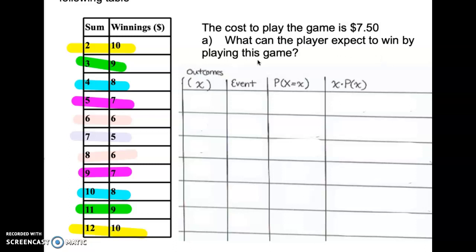If we're trying to find how much somebody wins, the outcomes are going to be the possible winnings. So here we see in our table they can win between $5 and $10. So those are our outcomes.